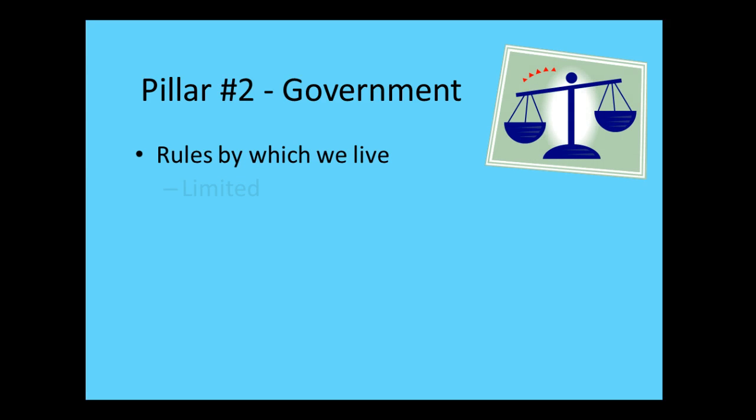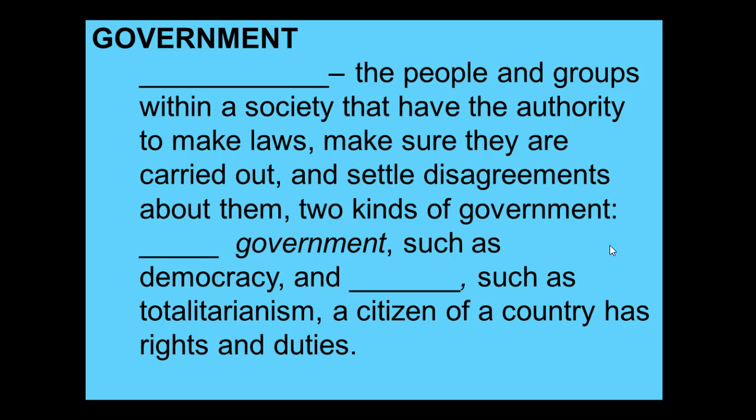Pillar number 2 is government. Government are the laws or rules by which we live, and we divide governments mainly into 2 parts, limited governments and unlimited governments. Government is defined as the people and groups within a society that have the authority to make the laws, to make sure they are carried out, and to settle disagreements about them. There are 2 main kinds of governments, and then they're broken down more thoroughly later: a limited government, such as our democracy, and an unlimited government, also known as totalitarianism.